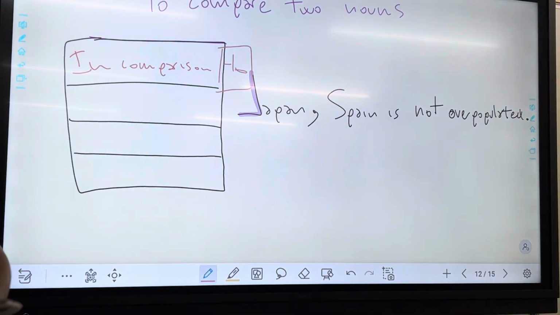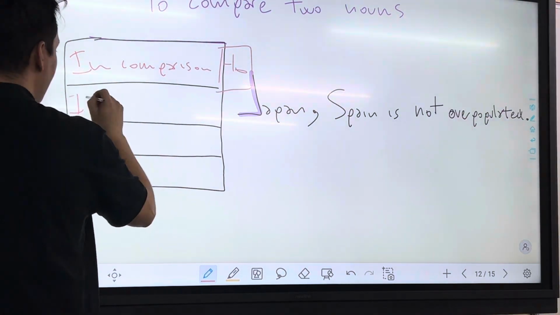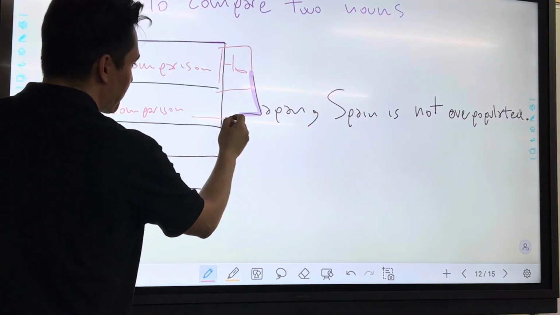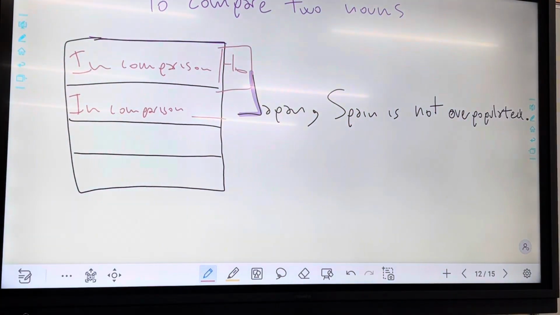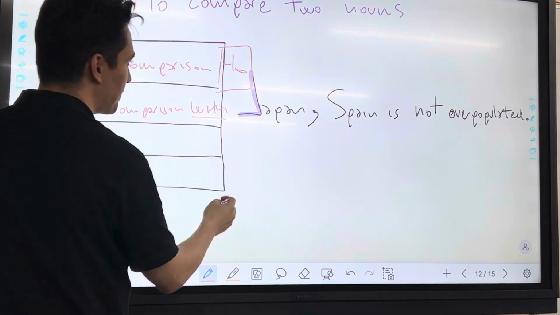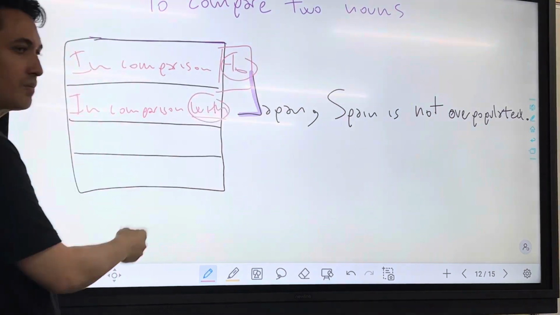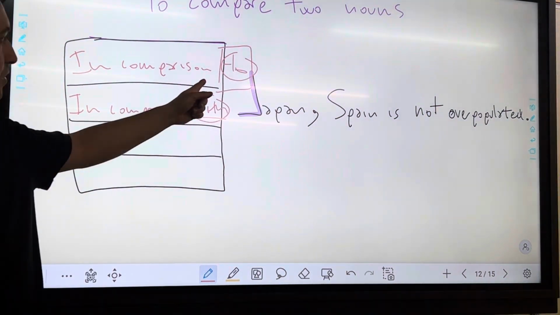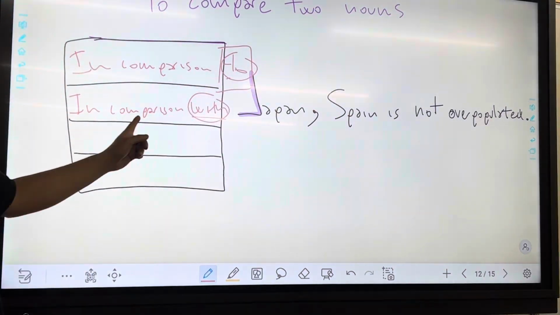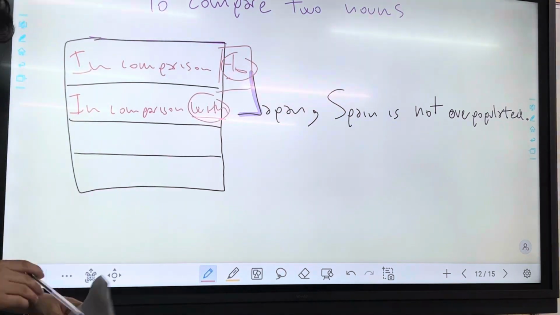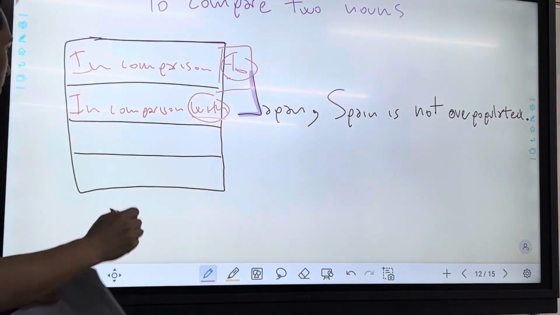Okay, so in comparison to, can you say in comparison with, a different preposition, not to? So which one is correct, to or with? Both of them are correct. In comparison to Spain, in comparison with Japan. Both prepositions are fine.